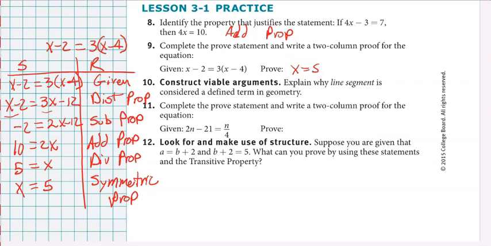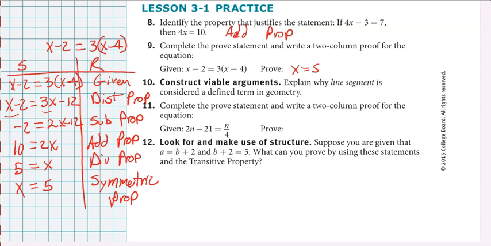All right, for number 10, explain why a line segment is considered a defined term. So in our axiomatic system in geometry, the only undefined terms are point, line, and plane. So a line segment is a defined term because it can be defined using other things we've already defined.